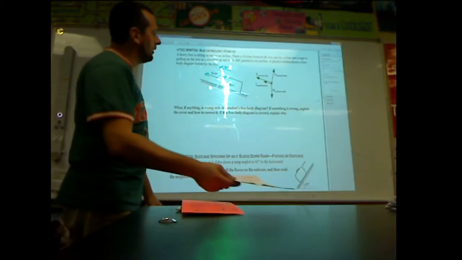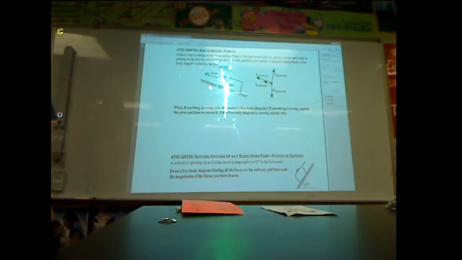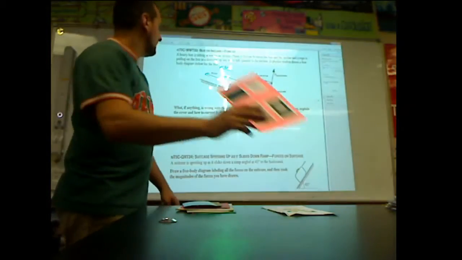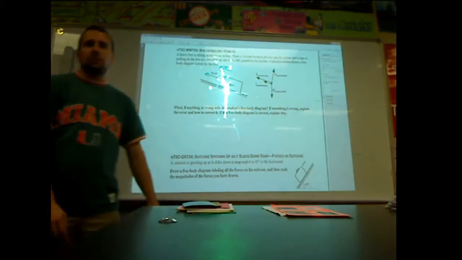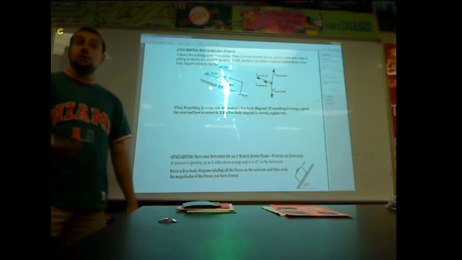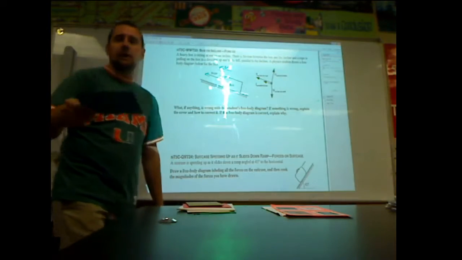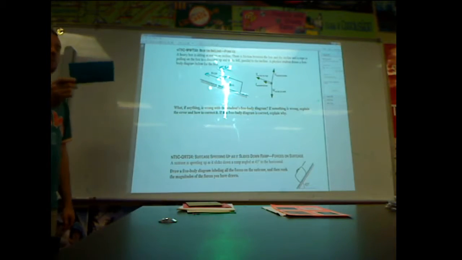Gabriella, is the normal force drawn correctly on the diagram? Yeah. I agree. Catherine, is the weight drawn correctly on the diagram? Yes, sure. You could have split it, right? But that's fine the way it is, right?